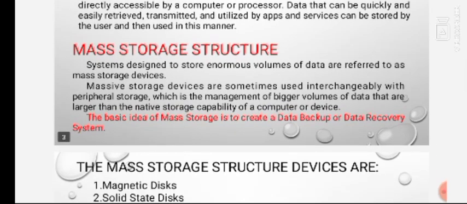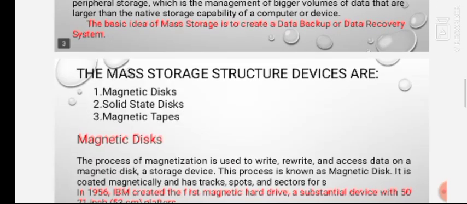The next one is mass storage structure. The systems designed to store enormous volumes of data are referred to as mass storage devices. Mass storage devices are sometimes used interchangeably with peripheral storage, which is the management of bigger volumes of data that are larger than the native storage capability of a computer or device. The basic idea of mass storage is to create a data backup or data recovery system.